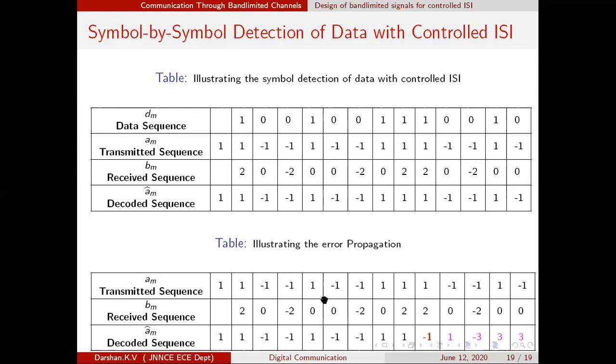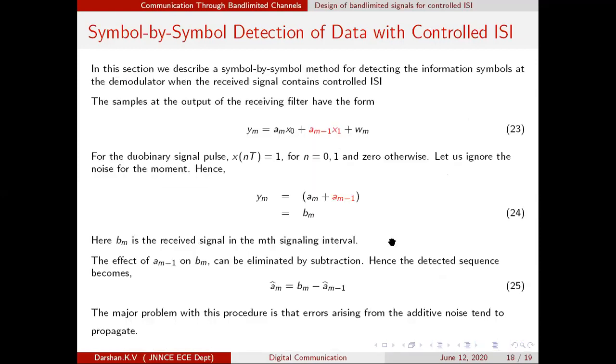So there is a problem with respect to this particular thing that I will tell you. That is why the detected sequence has been given by a_m cap is equal to b_m minus a_{m-1}. You need to subtract the effect of the previous symbol. The detected symbol at the mth instant is equal to the received symbol minus the previous symbol. That you are supposed to understand.